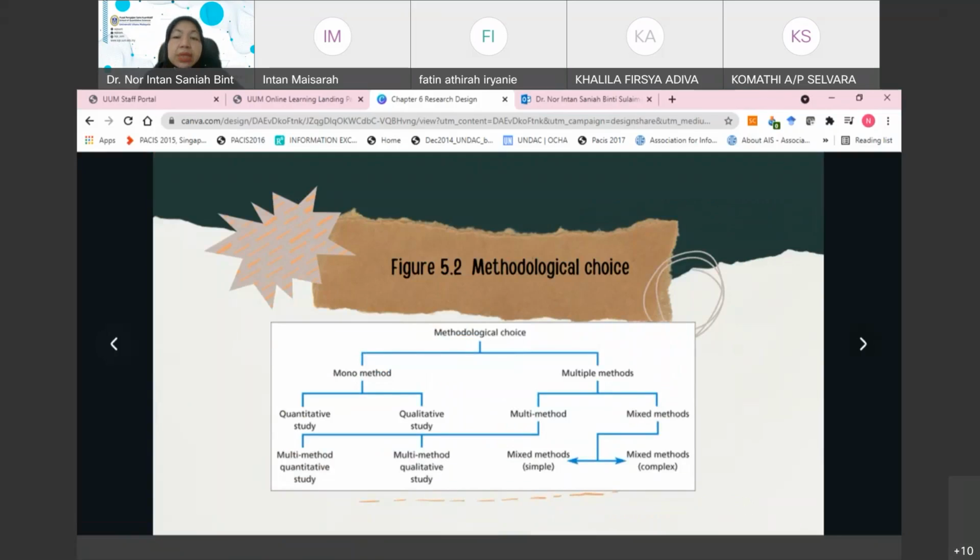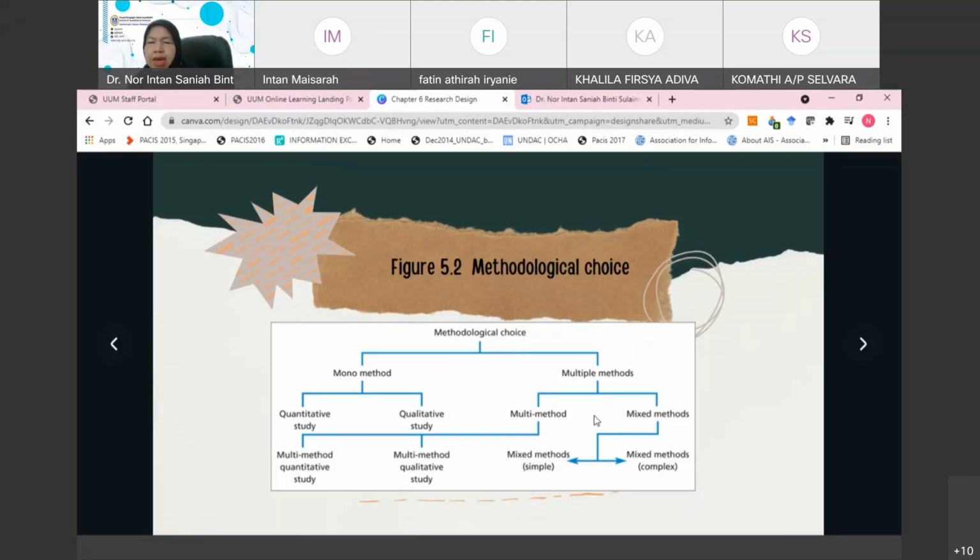This one, methodological choices. You can choose. For this course, maybe you are more on a quantitative study. There is mono method, which is single: you focus either on quantitative only or qualitative only. However, if you feel mixed, in some fields of study they call it mixed or multiple methods. This one, mixed method or multi method.